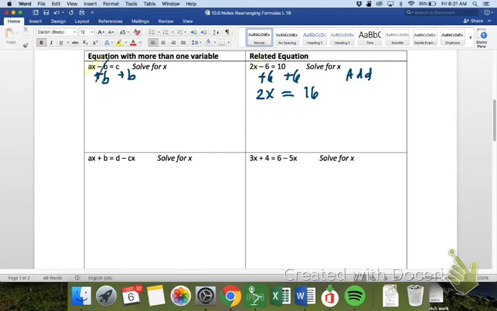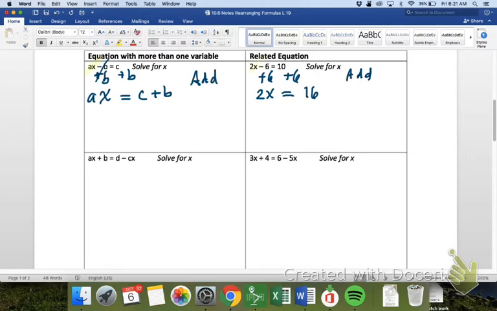So these two b's will cancel. I'll be left with just ax on my left-hand side. And on my right-hand side, c plus b. I can't actually combine c and b because they're not like terms. So all I can do is write c plus b here. And again, our first step in both was to add.